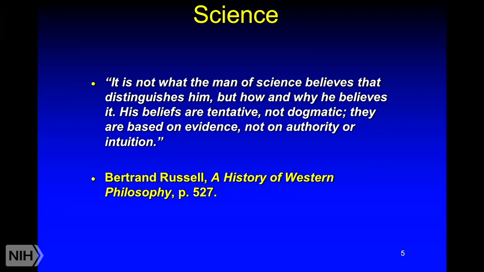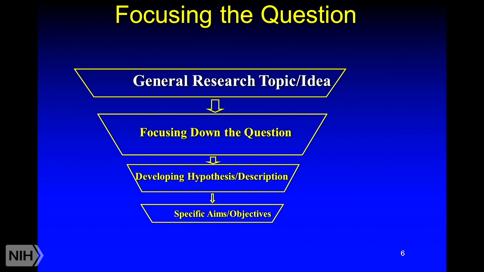So this sort of relates to the whole purpose of science to begin with and how we make conclusions in science. And the philosopher Bertrand Russell said, it's not what the man of science believes that distinguishes him. Notice you can tell when this was written because it's all "him"s, right? But how and why he believes it. His beliefs are tentative, not dogmatic, and they are based on evidence, not on authority or intuition. So although we talk about the rise of evidence-based medicine over the last 20 or 30 years, in fact, the whole purpose of science is to gather this kind of evidence.